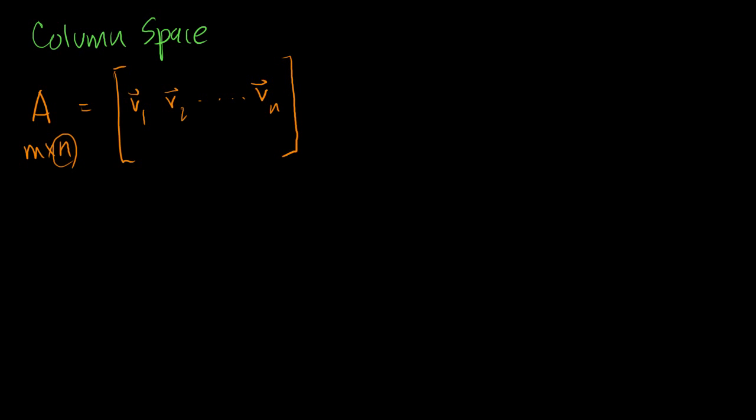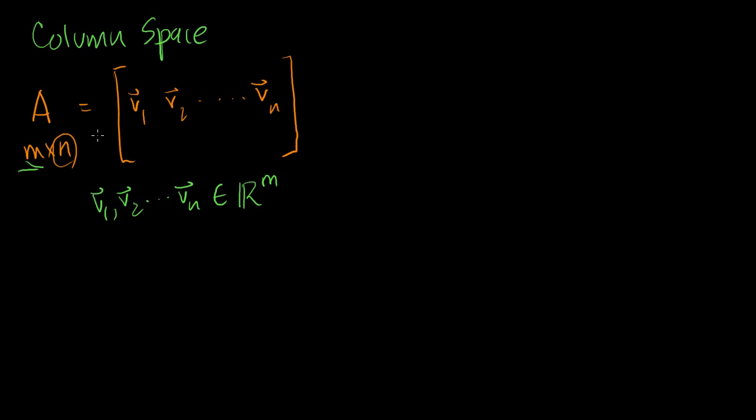And each of these column vectors are going to have how many components? So v1, v2, all the way to vn. Well, this matrix has m rows, right? So each of these guys are going to have m components. So they're all members of Rm.